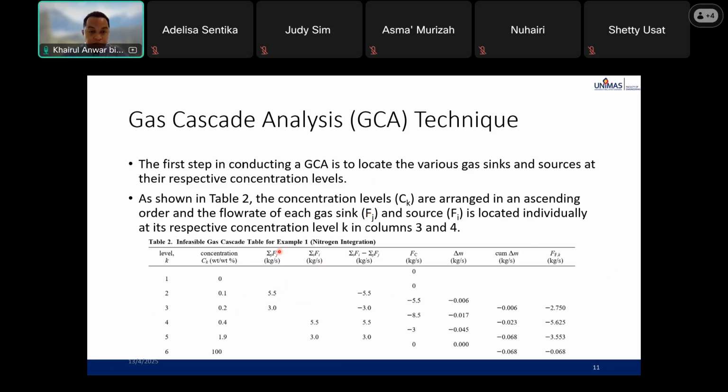Okay, move on. So for Fj, the zinc is equal to table 1. The first one 0.1 is 5.5, 0.2 is 3, and for the source, 0.4 is 5.5, 1.9 is 3. It does still have a Fp if water source demand.